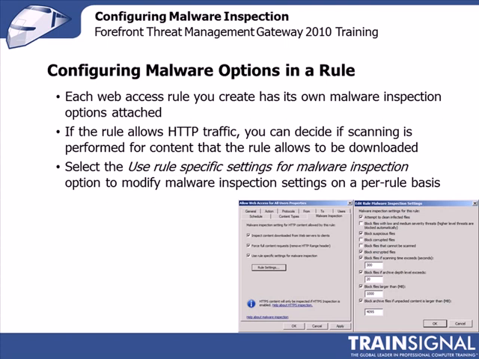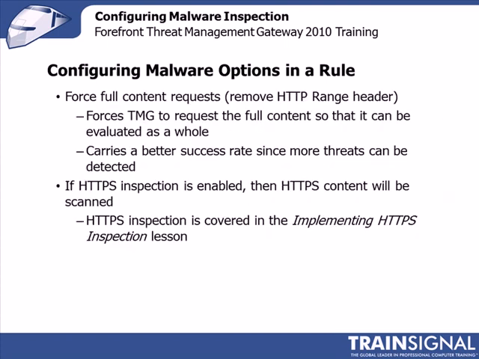You need to select the Use Rule-Specific Settings for Malware Inspection option to modify malware inspection settings on a per-rule basis. I also want to talk about one other option before we go over to the Threat Management Gateway server. It's called the Forceful Content Request option, which removes HTTP range headers. This forces Threat Management Gateway to request the full content so that it can be evaluated as a whole. Now, this might not sound like a big deal, but it actually can be, because it carries a better success rate since threats can be more completely detected.